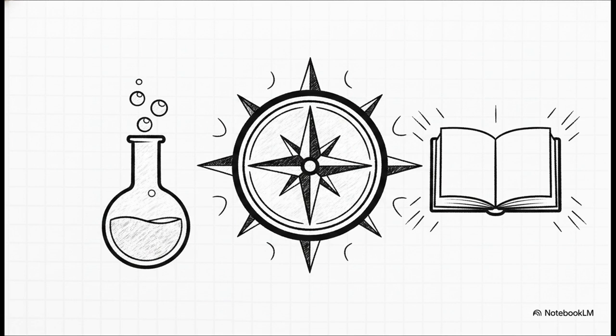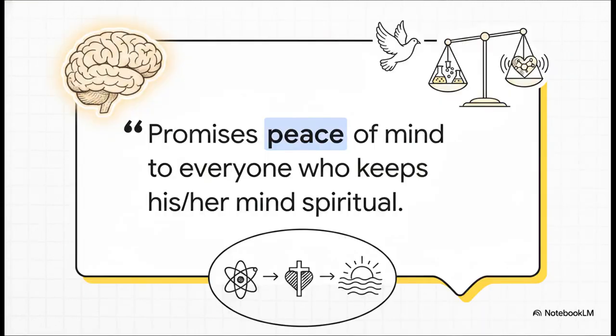According to this framework, being incredibly smart, highly educated, and knowing all the physical and chemical properties of the universe, well, it's incomplete if a person lacks the moral guidance to use that knowledge responsibly in the real world. And this concept is anchored by Romans 8:6-7, which promises peace of mind to everyone who keeps their mind spiritual. The source material uses this to tie the entire lesson together. It presents the idea that combining scientific literacy of the physical universe with a spiritually grounded morality brings ultimate balance.